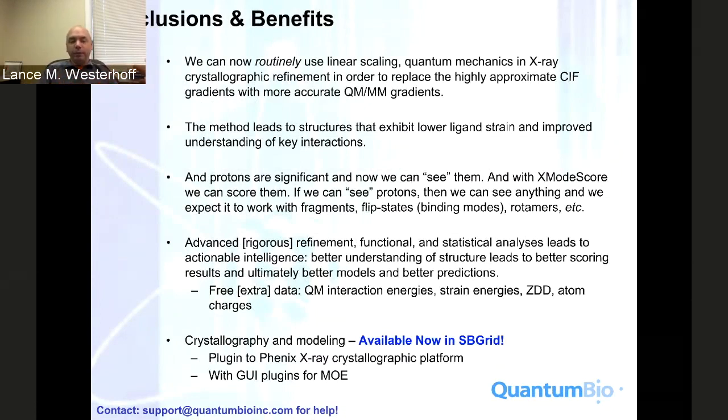Then finally, when I say advanced in this case, I'm talking about more rigorous refinement. We can understand much better what's going on with the structure, certainly from the perspective of publishing a structure. We want to make sure it's the most accurate it can be, but also if you're looking at this from a lead optimization or structure-based drug discovery perspective, these things are important and certainly become extremely important for understanding what's going on there.